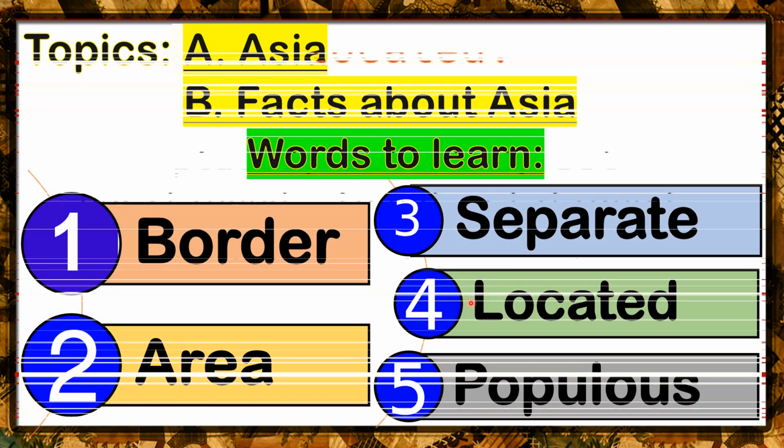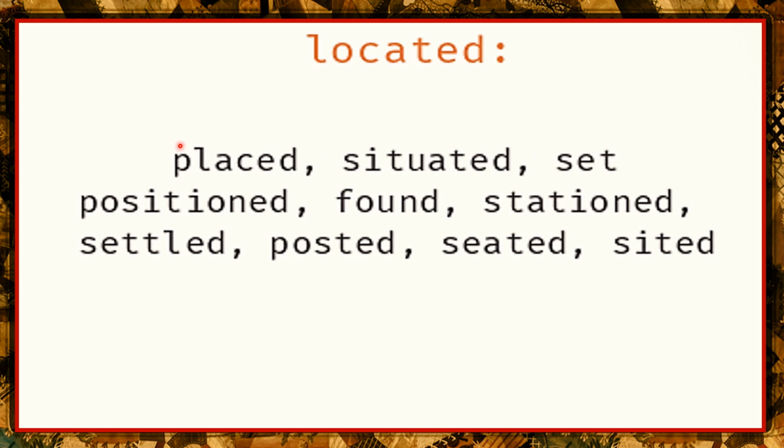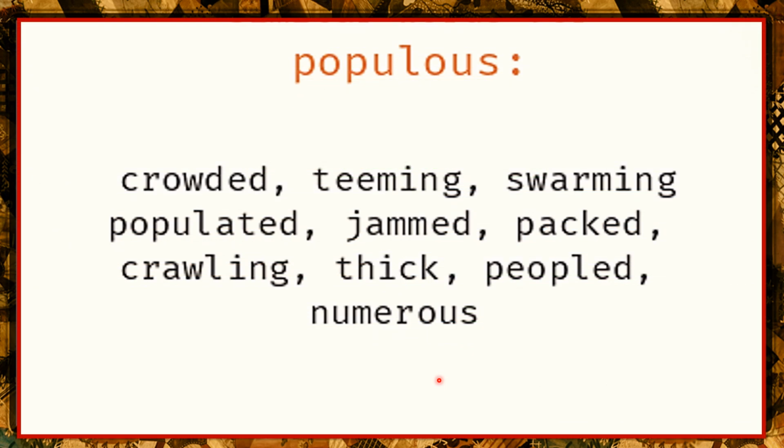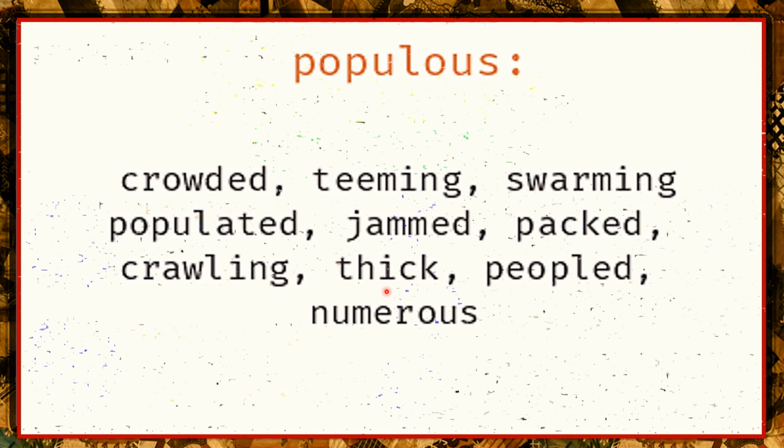Next, the fourth word is located. It means places, situated, set, positioned, found, stationed, settled, posted, seated, and sited. So located means the place where you are situated, where you are stationed. And the last word is populous. Populous means crowded, teeming, swarming, populated, jammed, packed, crawling, thick, people, numerous. So when you say populous, class, it means population or the number of people in a particular area.